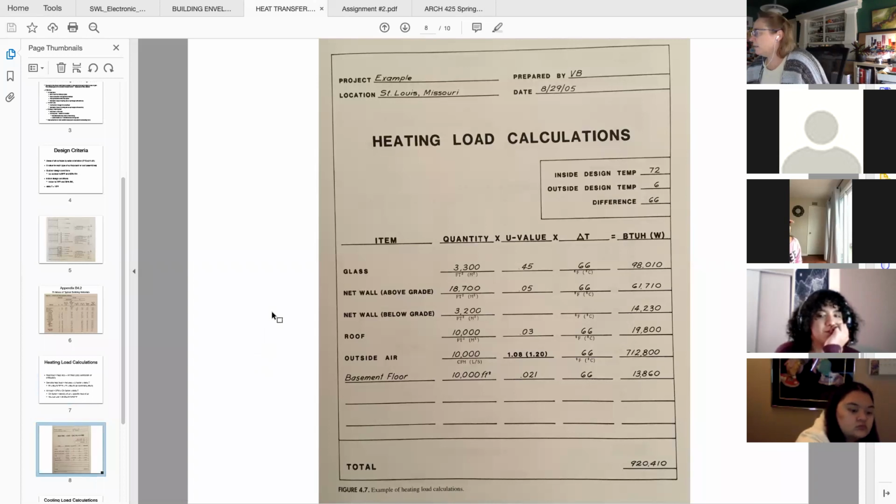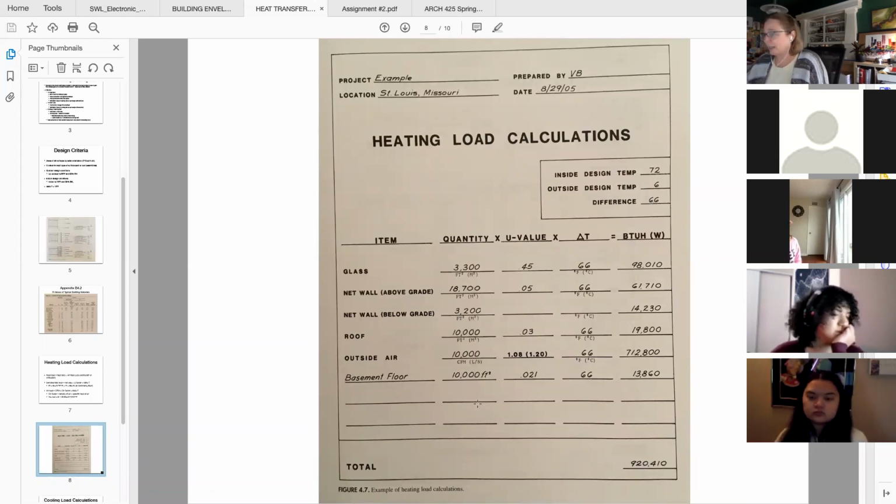This is a broken down calculation of how to calculate a heat load. Again, pretty straightforward, very simple. You look at the indoor temperature, the outside temperature, what that difference is, that's our delta T. So our difference is -66. It's really cold outside in this example in Missouri.